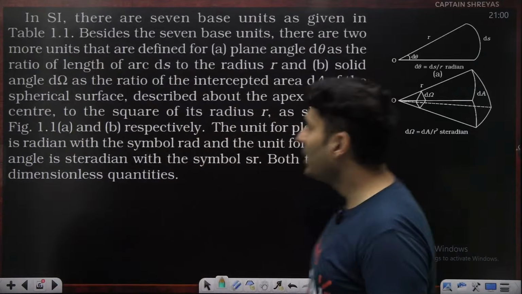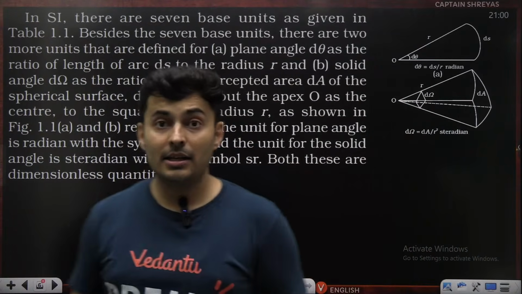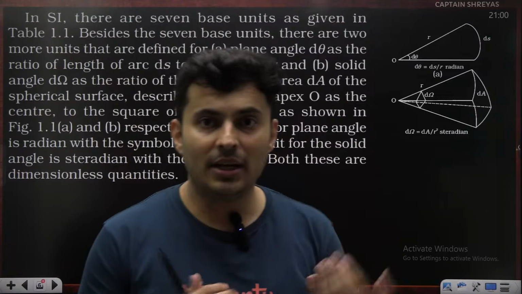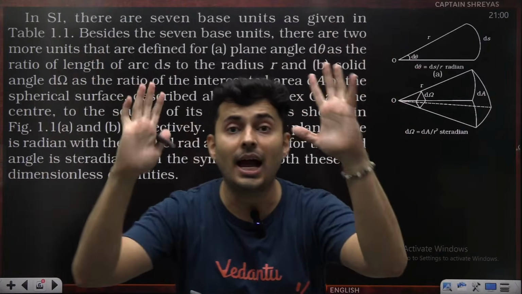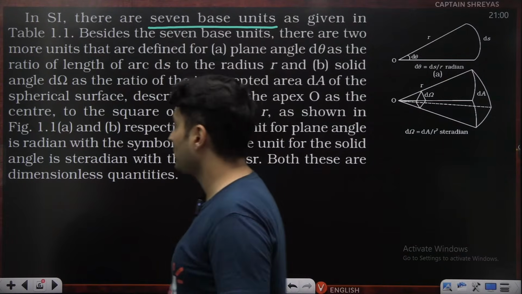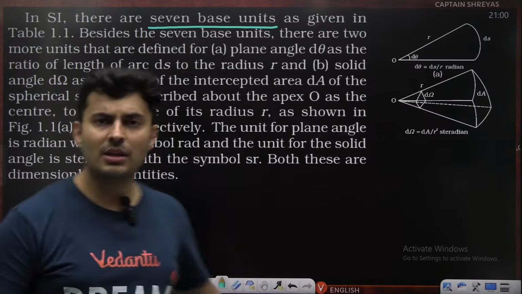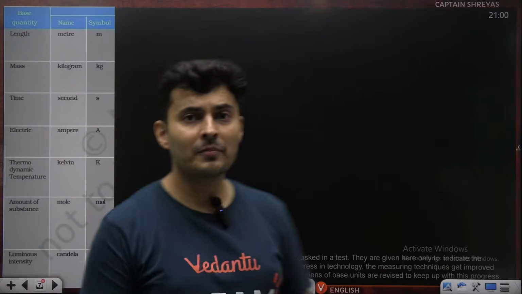All right, moving ahead. In the SI system, like I said, there are more than three fundamental quantities which were clubbed together and universally accepted as fundamental. So there are seven base units. What are those base units? Let's talk about it first and then let's go ahead.